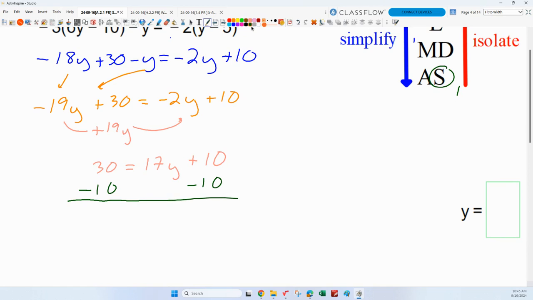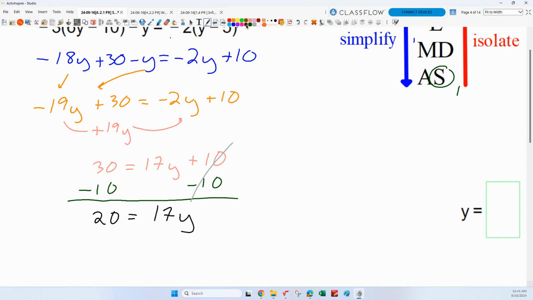Now I'm in isolate mode, so I should cross something out. I should cancel something every time. And I did. Look, I canceled the tens from the right side. That's going to get me closer to getting the y by itself. So now I've got on the right side 17y, 30 minus 10, we all know that's 20. Okay, we're getting there. We move up a step.